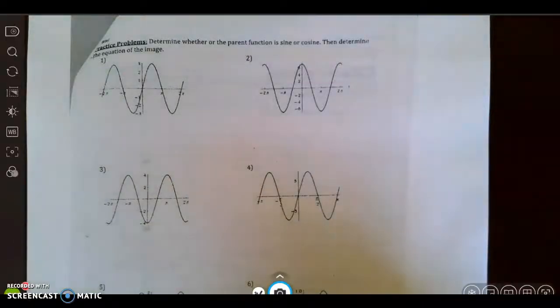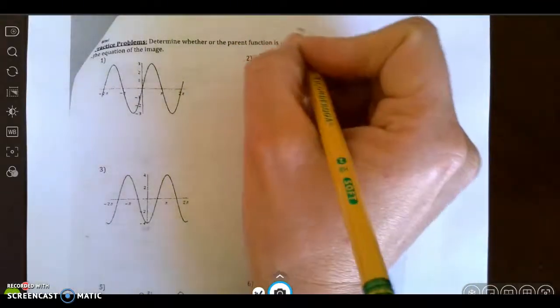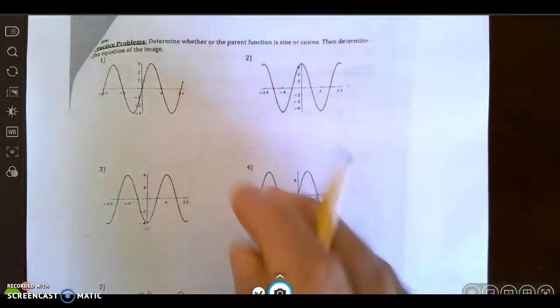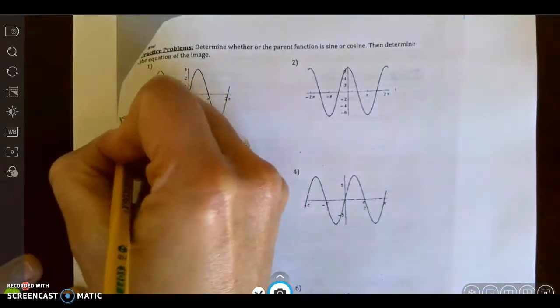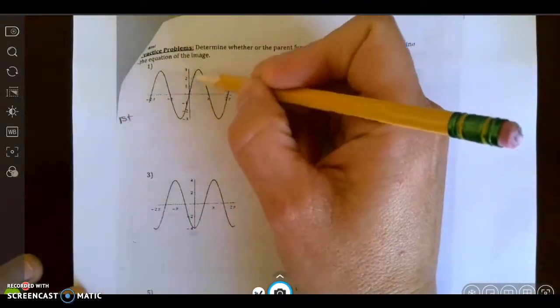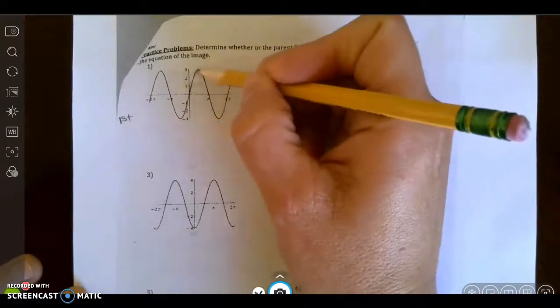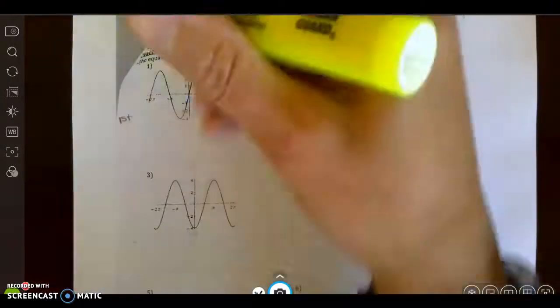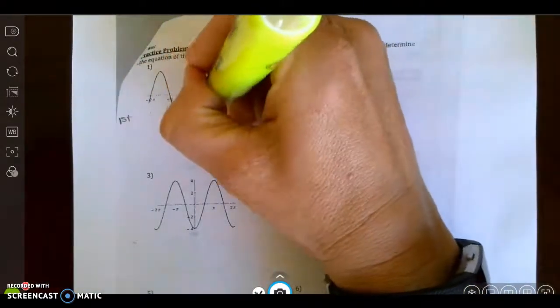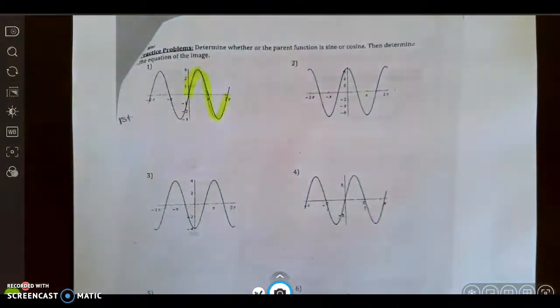So for each of these graphs, we need to determine whether or not they're sine or cosine, and then determine the equation. So my first step is to determine that it starts here and goes up and comes back down. This is indicative of a sine curve. So I know that it's sine.